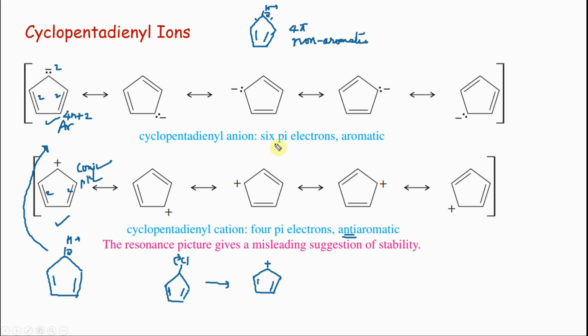Okay, you don't have to remember all this. They are not going to make you draw the structures. Just know that cyclopentadiene is non-aromatic. Cyclopentadiene anion is aromatic. Cation is anti-aromatic. That's all.